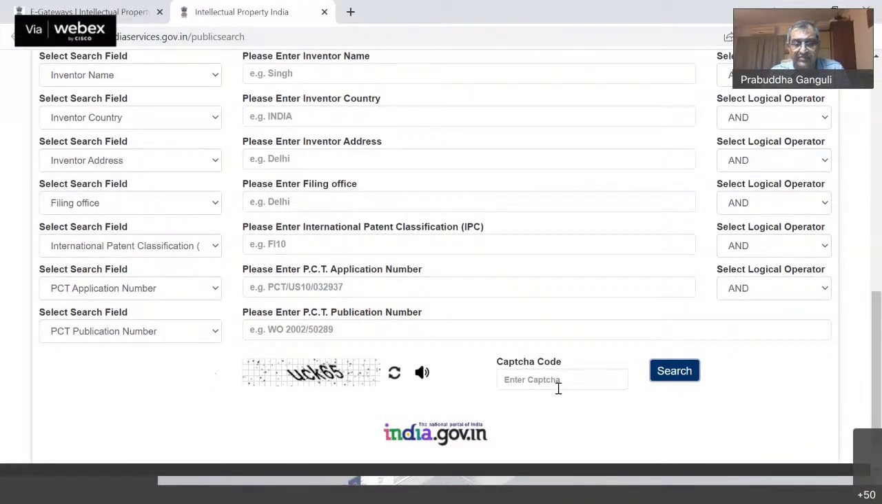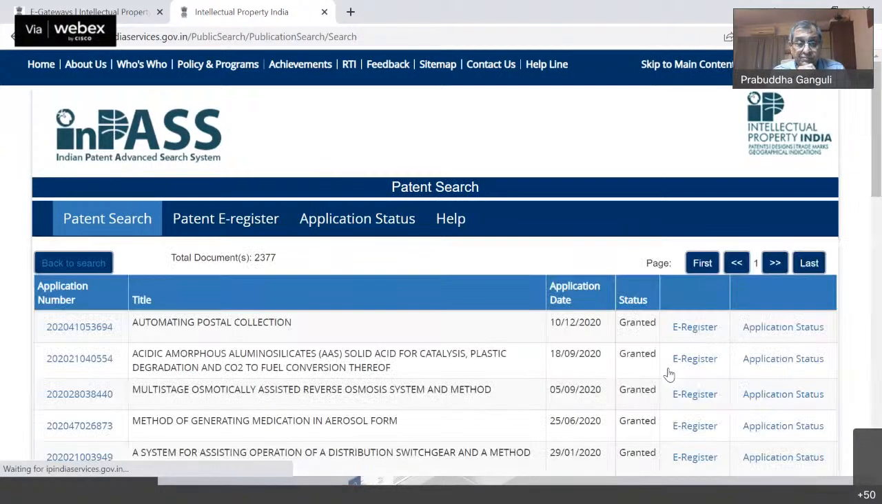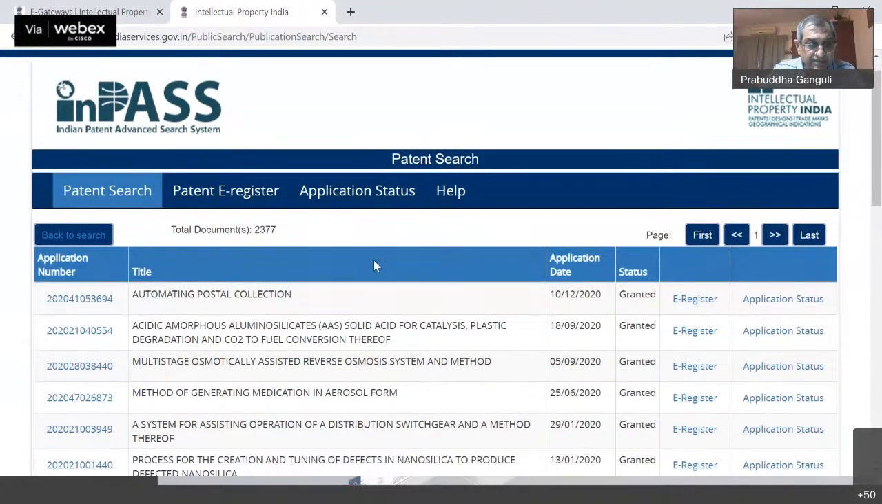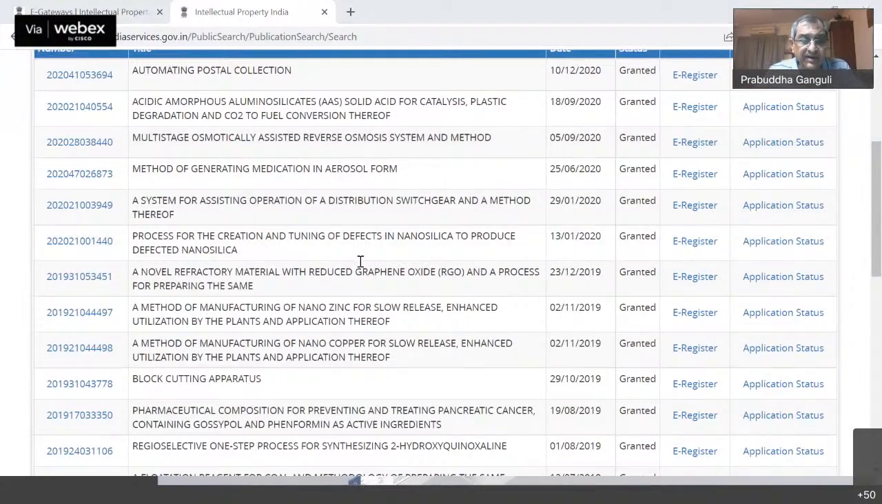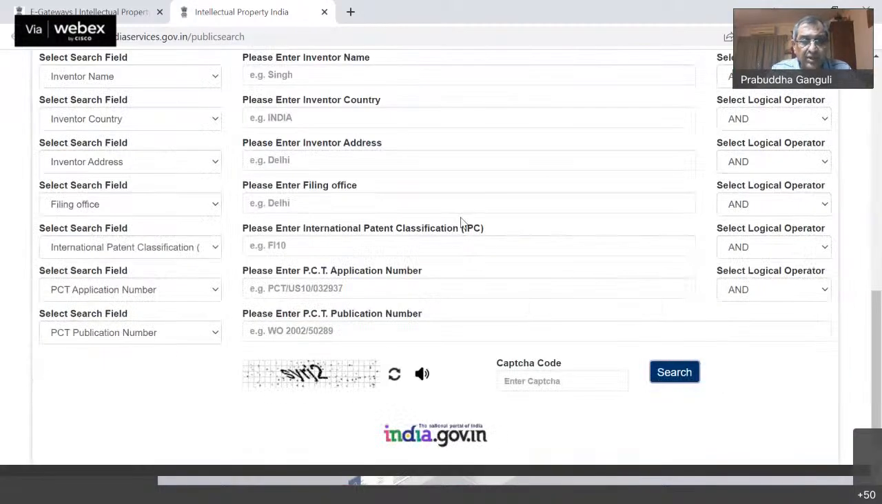And then it says, okay, let me put the captcha. Search. There you are. That's where the problem with the Indian database is. One second. Let me go back. Yeah. So let's go back again.